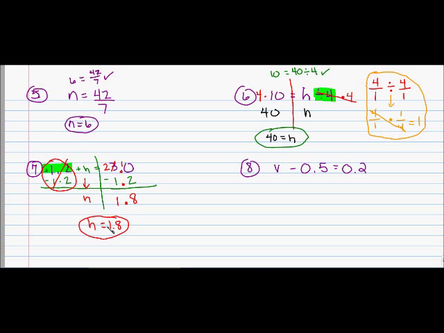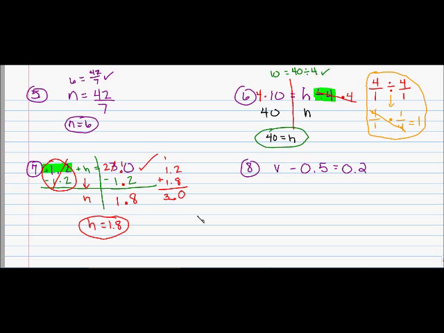I'm going to circle my answer, but I better go back and check it. My original problem is 1.2 plus 1.8. 8 plus 2 is 10. Carry the 1. Bring my decimal straight down, and I get a 3.0, or a 3. So yes, my answer is correct. Now on to the next one.